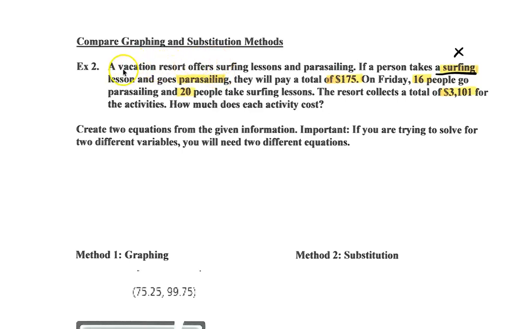So in this problem, a vacation resort offers surfing lessons and parasailing. If a person takes a surfing lesson and goes parasailing, they will pay a total of $175. On Friday, 16 people go parasailing and 20 people take surfing lessons. The resort collects a total of $3,101 for the activities. How much does each activity cost?